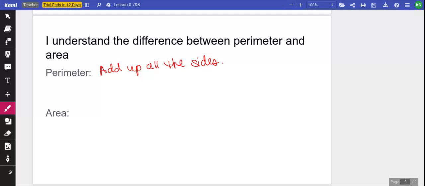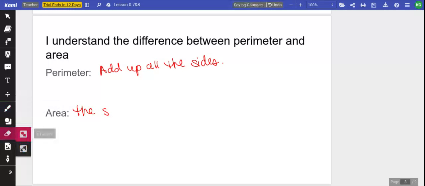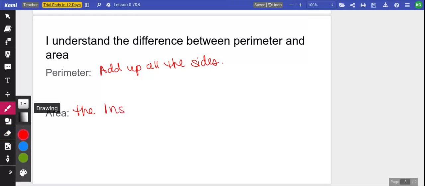Area is the part of the figure on the inside. So we would need that when we were going to take our backyard and order seed to replant our grass. So we'd have to figure out how much area does our entire backyard have, and then we would have to find that answer and then order our seed from there.